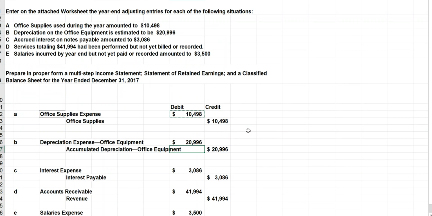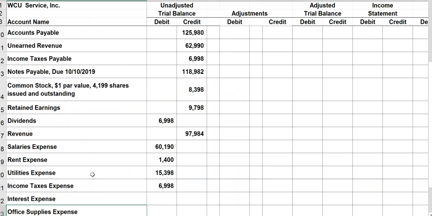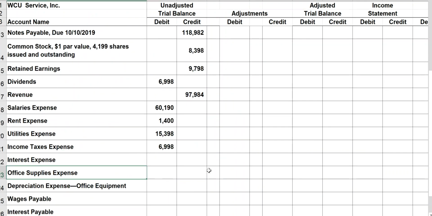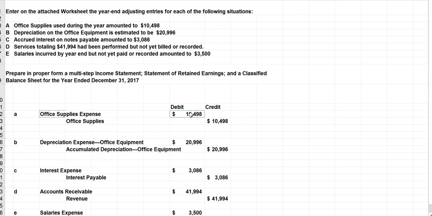Our next step, after we prepare our journal entries, is going to be record the debits and credits on the worksheet. So for example, for office supplies expense, we debited office supplies expense for $10,498. So on our worksheet, we're going to find office supplies expense, and under the adjustment column, we're going to place that amount in the debit column.